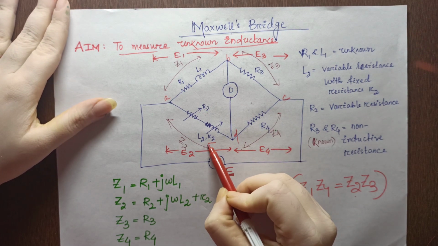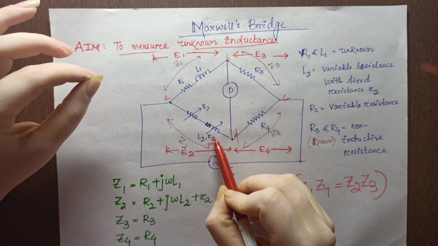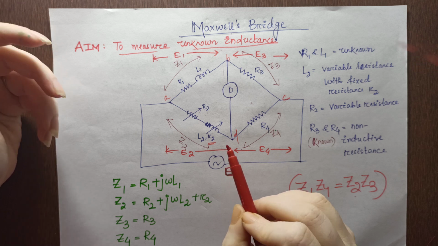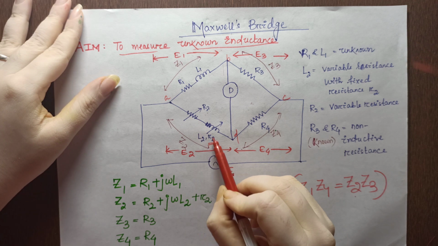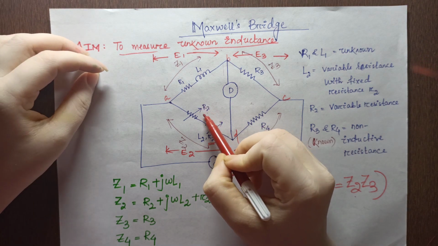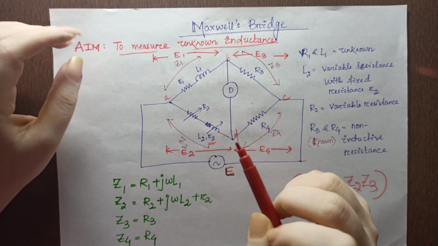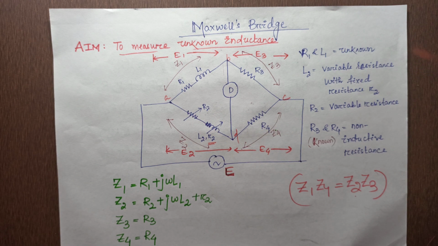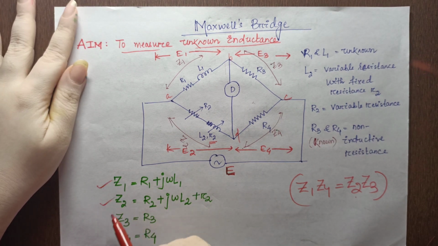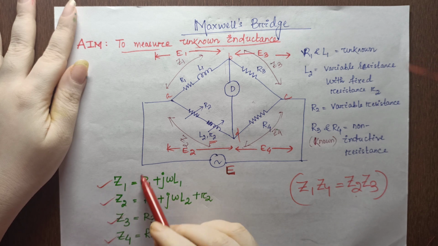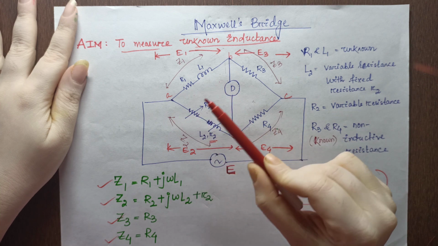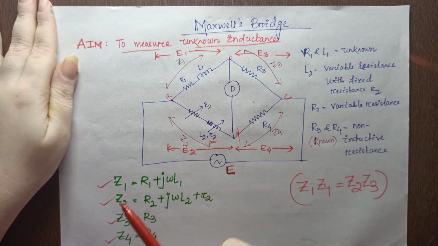Okay, this small r2 is the inbuilt resistance, a few milli ohm resistance present along with this L2. And this is a little bit higher resistance used to control the flow of current. Fine. So as we have discussed in the last videos, first we need to find out Z1, Z2, Z3 and Z4. Z1 means we need to see whether the arm consists of resistance and inductance or resistance and capacitance.